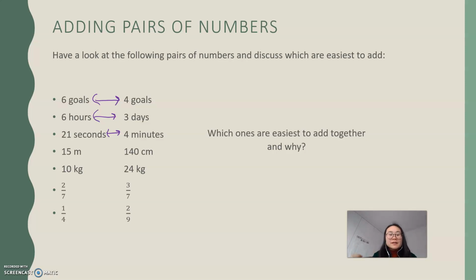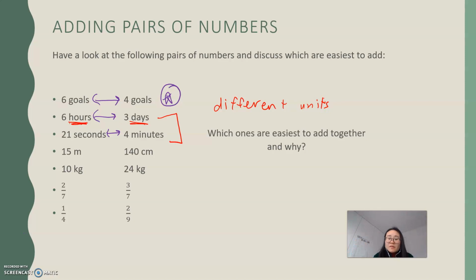Hopefully you realize that it's much easier to add 4 goals and 6 goals compared to 6 hours and 3 days or 21 seconds and 4 minutes. And the reason is, in the first example, 4 goals and 6 goals, they're both in the same units. They're both in the units of goals. However, in the following examples, you've got 6 hours and 3 days. That's 2 different units, and it's a lot harder to add them.